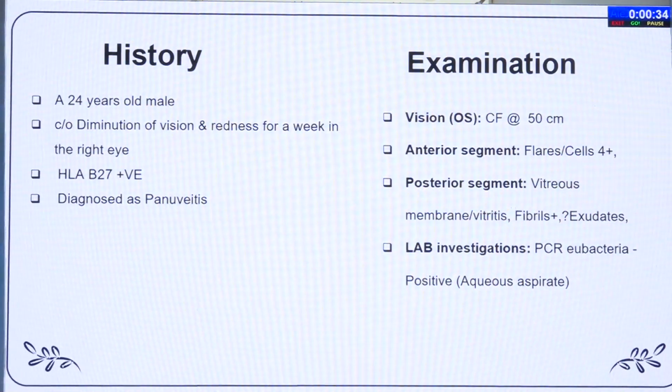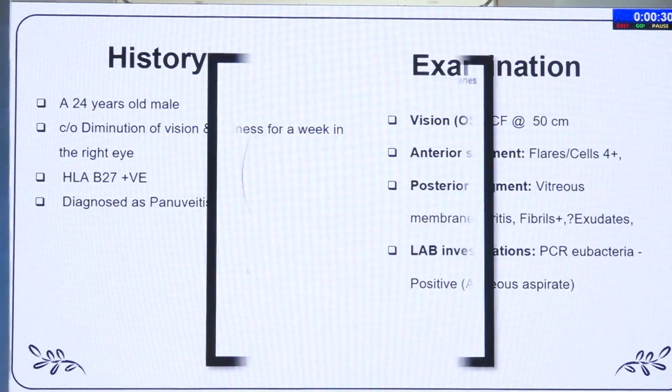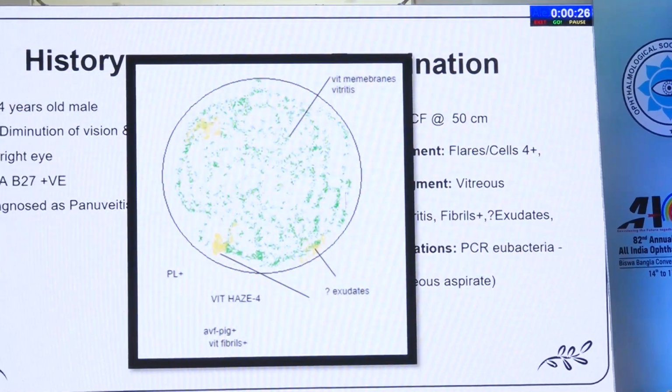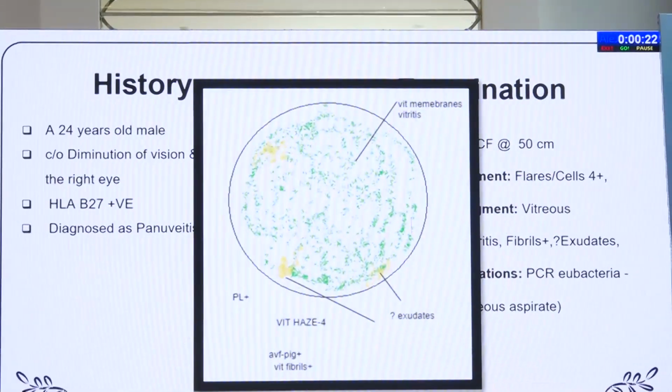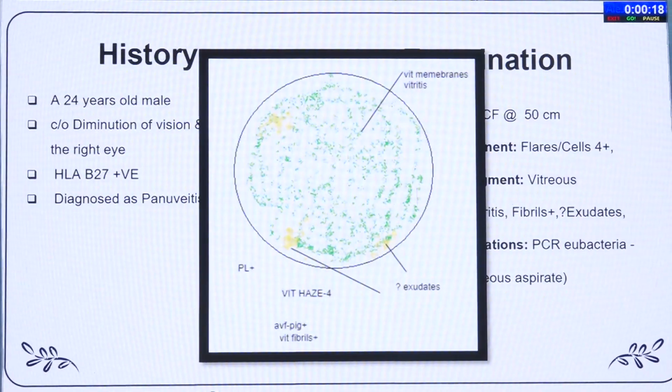The last case is a 24-year-old male, complaining of dimness of vision and redness for a week in the right eye. HLA-B27 was positive, and we were thinking that it was HLA-B27 panuveitis. When I looked into the eye, it told me that the fundus glow should not go with panuveitis.